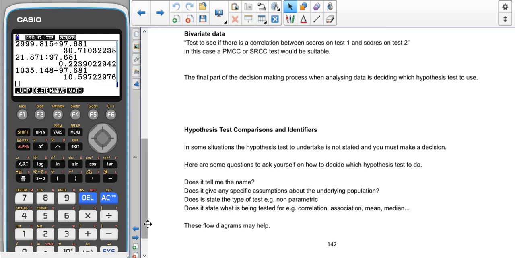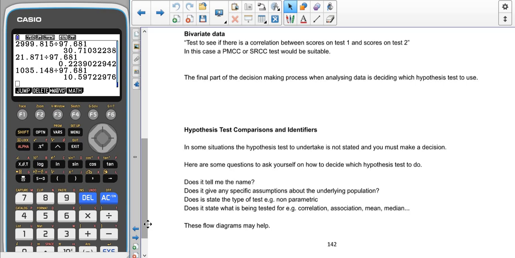Does it tell you the name? If so, do that one. If it doesn't tell you the name, then does it specify the underlying populations? Does it say that it's normally distributed? Does it say it's non-parametric? Does it say it's symmetrically distributed? Does it state the type of test? So non-parametric, okay, so that's looking at our Wilcoxon signed-rank, Wilcoxon rank-sum and sign test. Does it state what is being tested for? Does it mention words like correlation, association, mean, median, things like that?